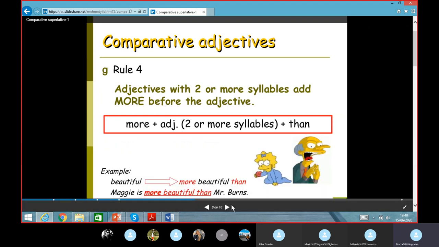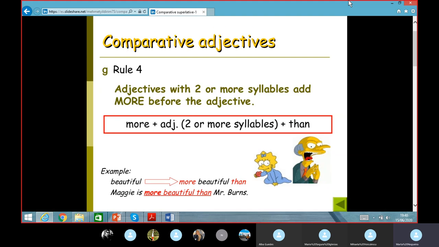Let's see. Okay, so for longer words, just make these.